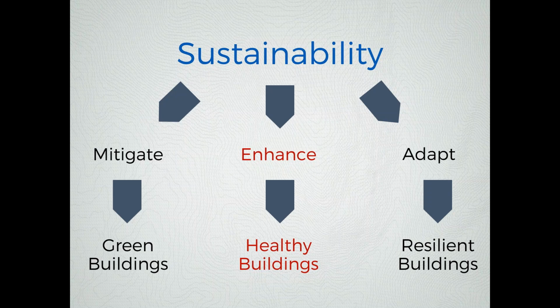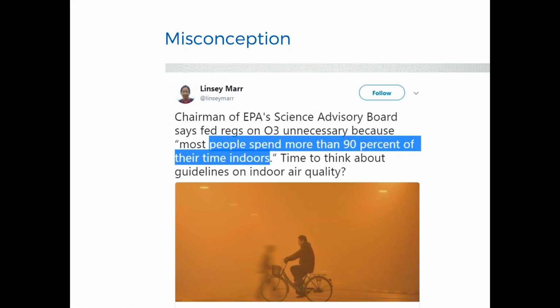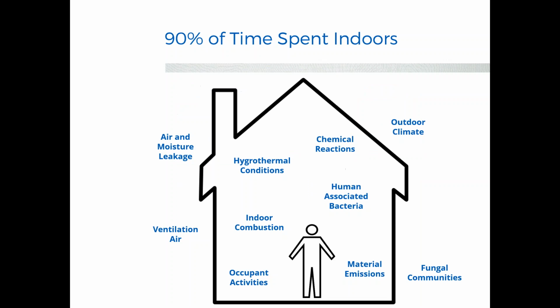And this is really good to see because there's often been a misconception about air quality, particularly when we're comparing indoor air quality to outdoor air quality. So this is something I grabbed off Twitter from someone I follow. It says the chairman of EPA's Science Advisory Board says federal regulations on ozone are unnecessary because most people spend more than 90% of their time indoors. So that's the funny thing. Most people do spend 90% of their time indoors.